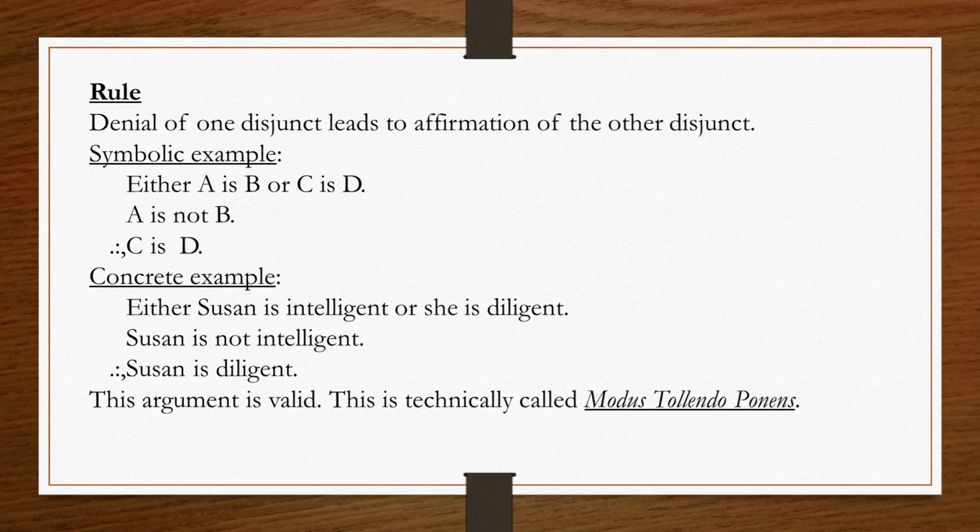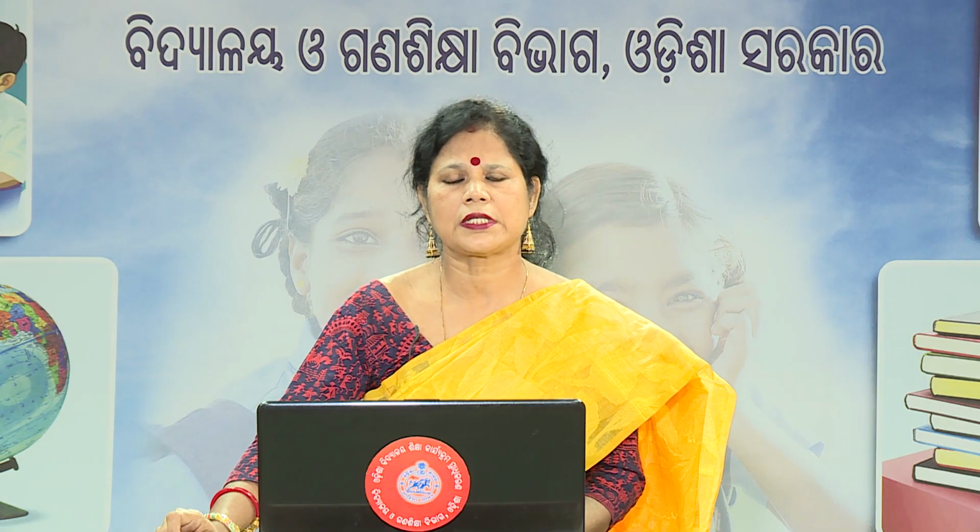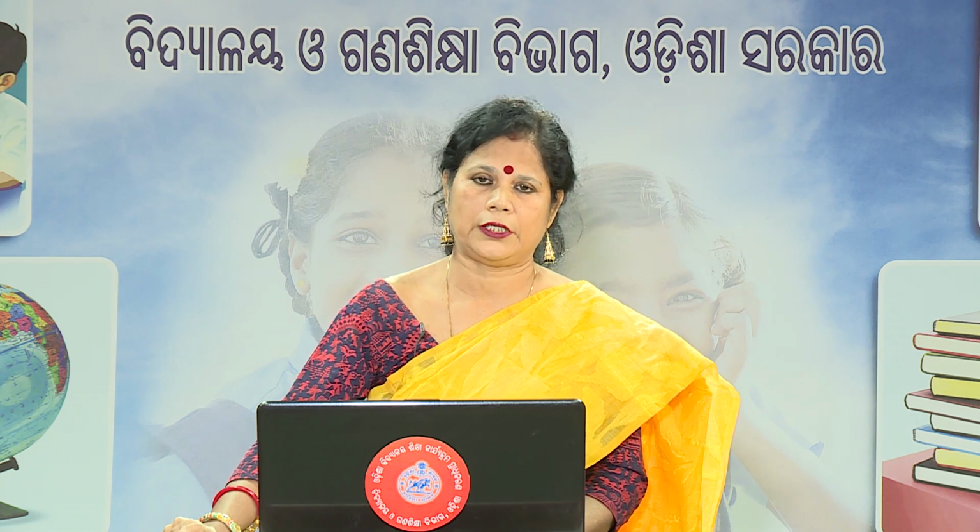Now let us see a concrete example. Either Susan is intelligent or Susan is diligent. This is your major premise. And in the minor premise we have to deny one of the disjuncts. In the minor premise we say Susan is not intelligent. Then in the conclusion we say Susan is diligent. This is a valid argument. Suppose Susan is a girl who always secures the highest marks in all the examinations.